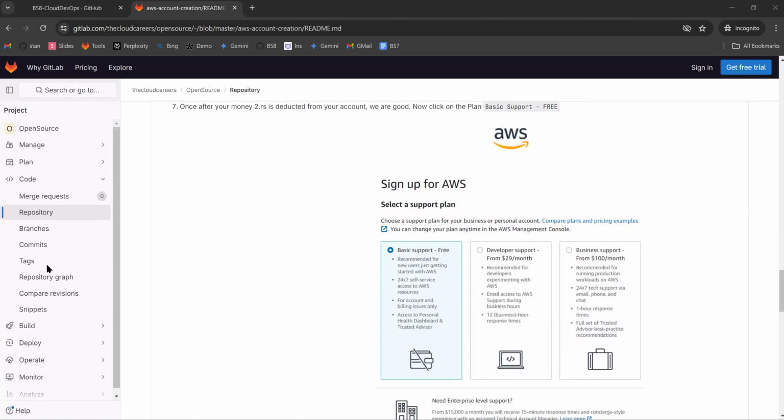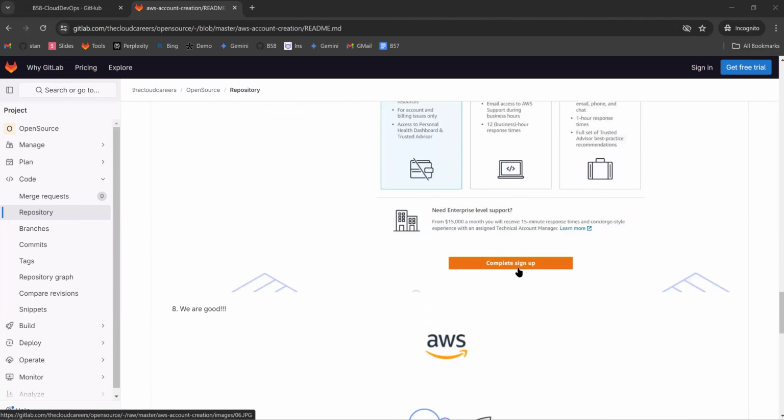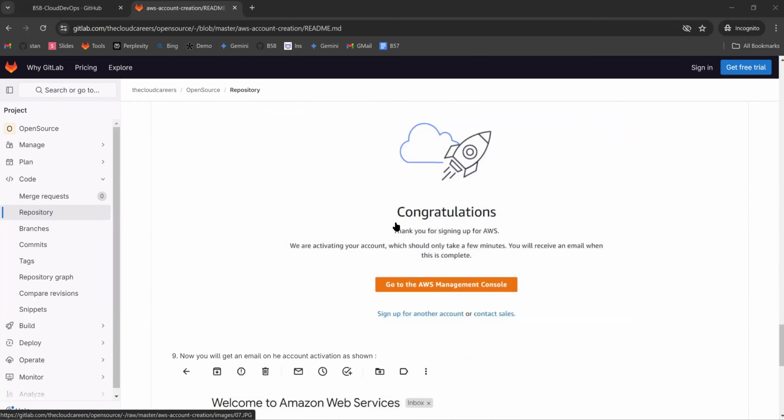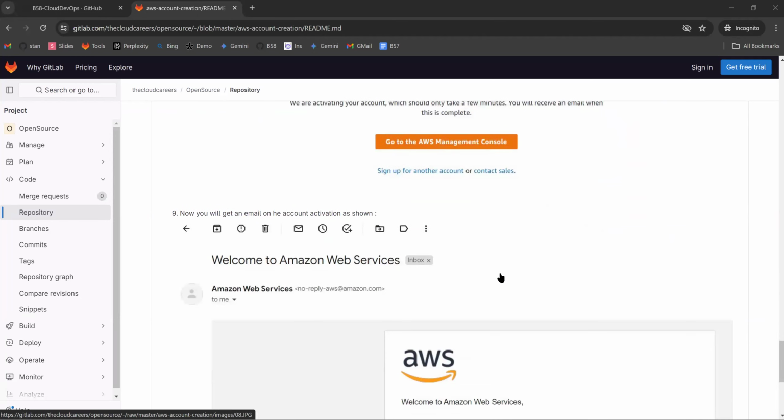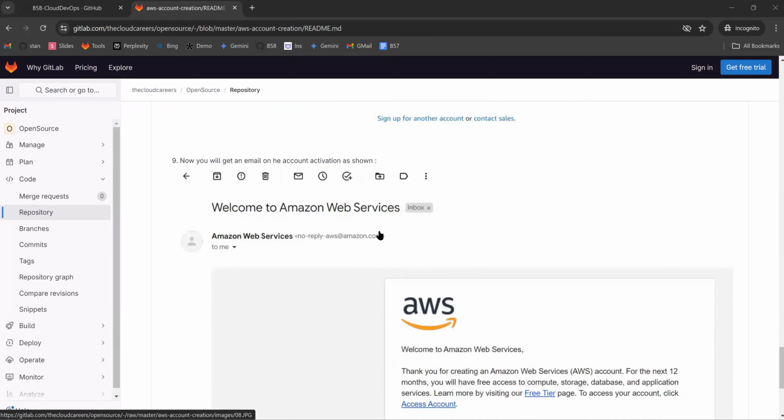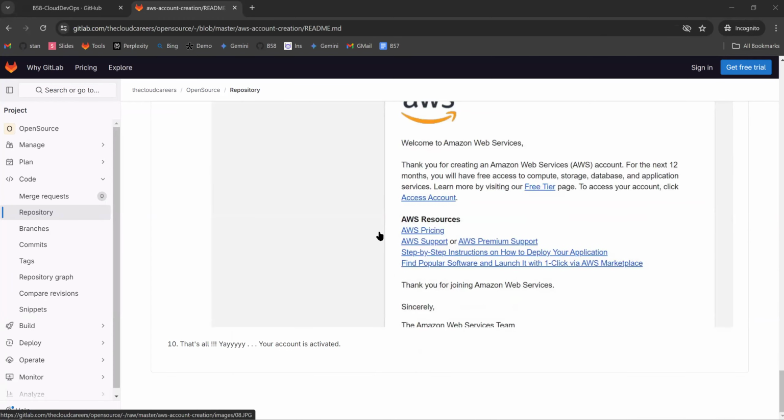All right, and once it is done, you just need to complete sign up, and then you'll get an email saying that you have successfully signed up. If you use a credit card, typically it takes just 5 minutes to 1 hour to activate. If you're using a debit card, the validation takes some time. It will take less than 24 hours to activate. That's it. Your account is activated successfully.